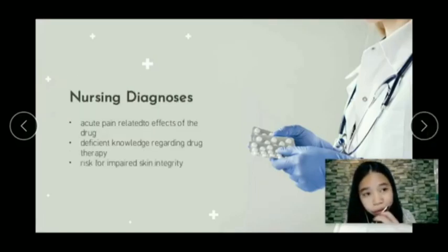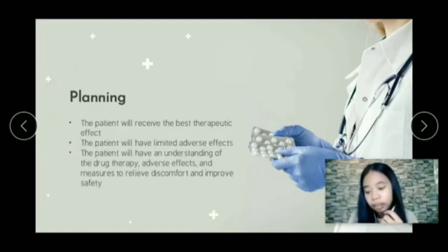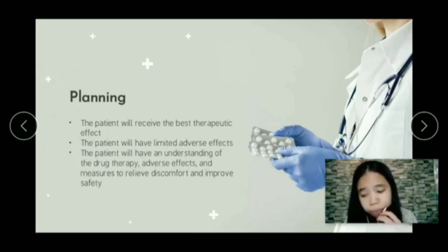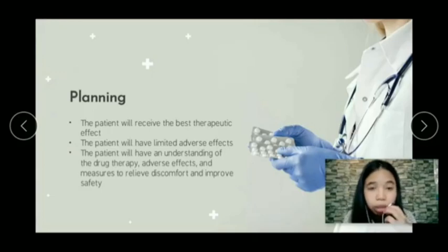First, the acute pain related to effects of the drug, or it could be deficient knowledge regarding the drug therapy, or risk for impaired skin integrity. So, as a nurse, our objectives would be the following. First, the patient will receive the best therapeutic effect from the drug therapy. Next, the patient will have limited adverse effects to the drug therapy, or the patient will have an understanding of the drug therapy, the adverse effects to anticipate, and measures to relieve discomfort and improve safety.